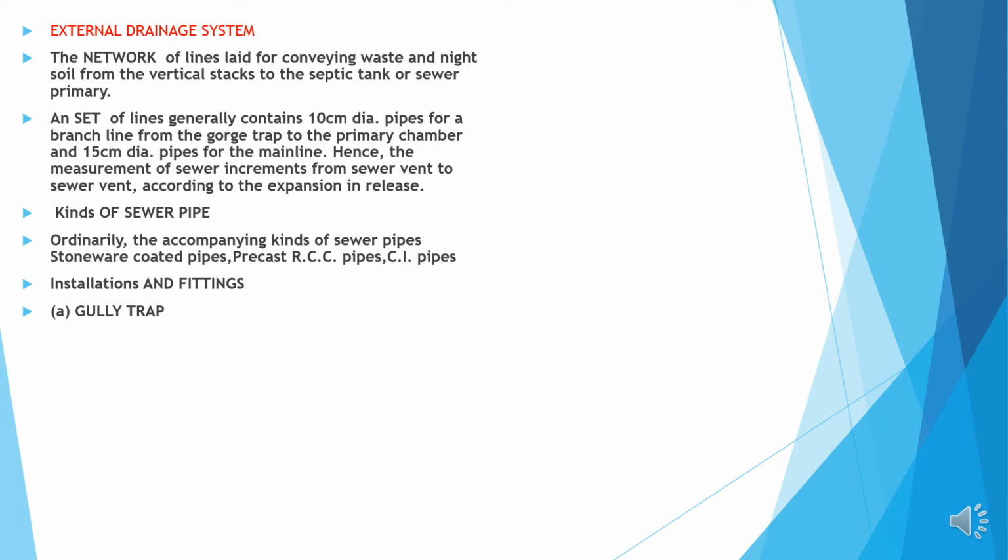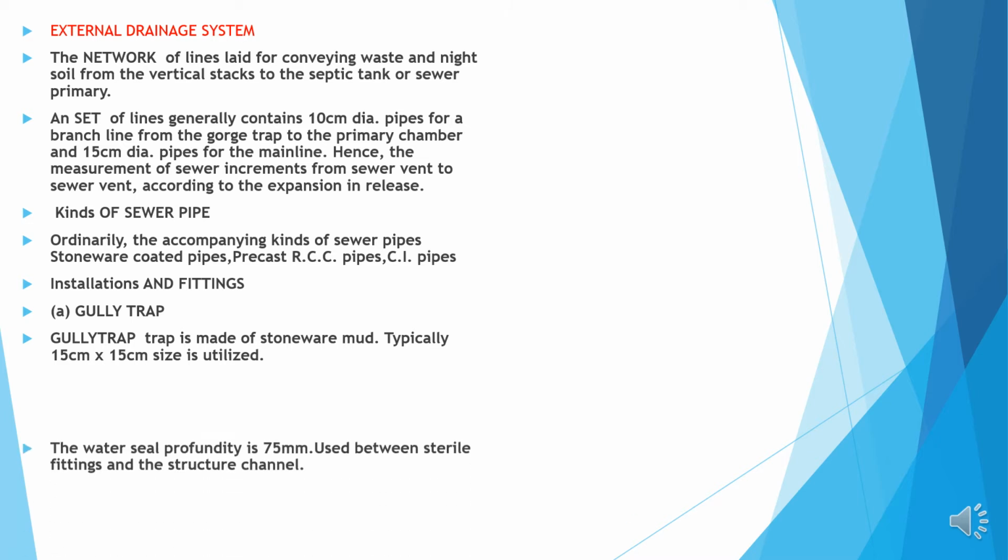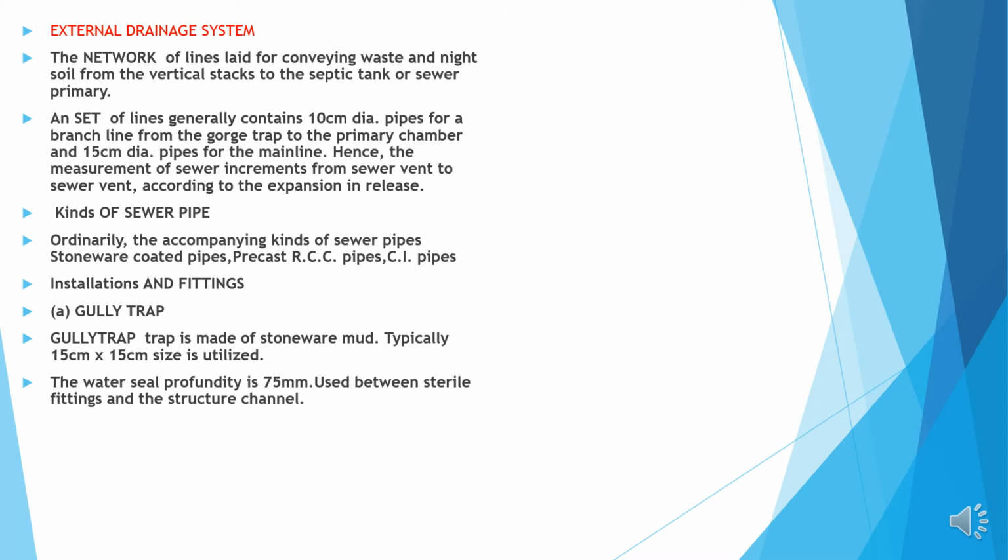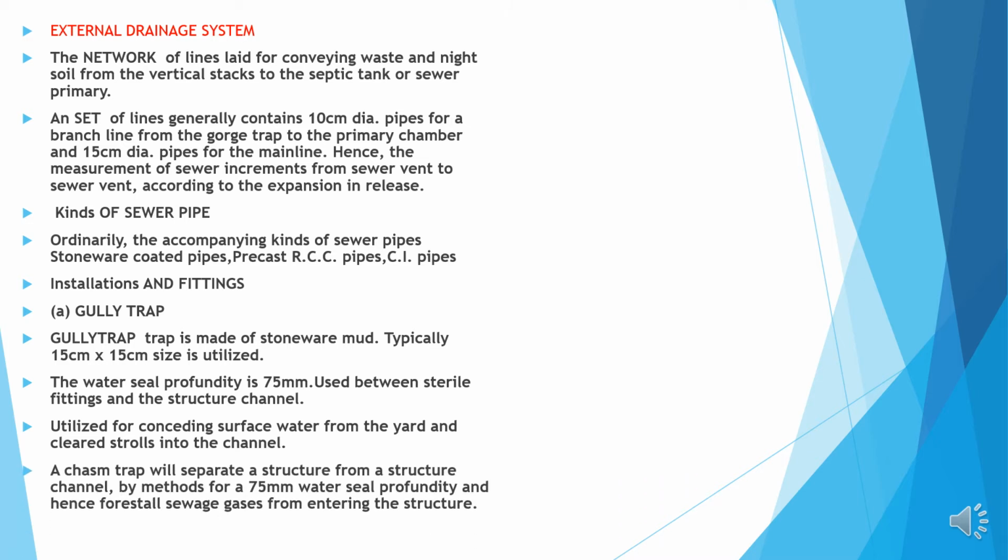Insulation and fittings. Gully trap. Gully trap is made of stoneware, typically 15 centimeter by 15 centimeter. The water seal depth is 75 mm, used between sanitary fittings and the drain. Utilized for collecting surface water from the yard and cleared walks into the drains. A gully trap will separate a building from the drain by means of a 75 mm water seal depth and hence prevent all sewage gases from entering the building.